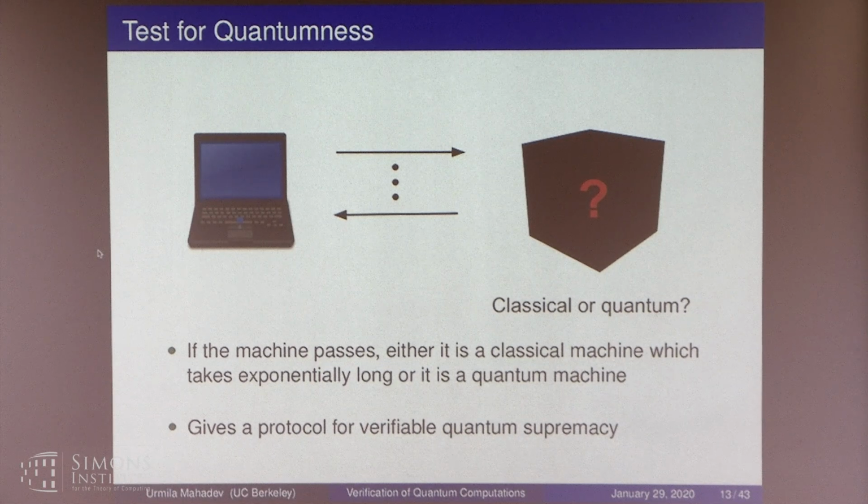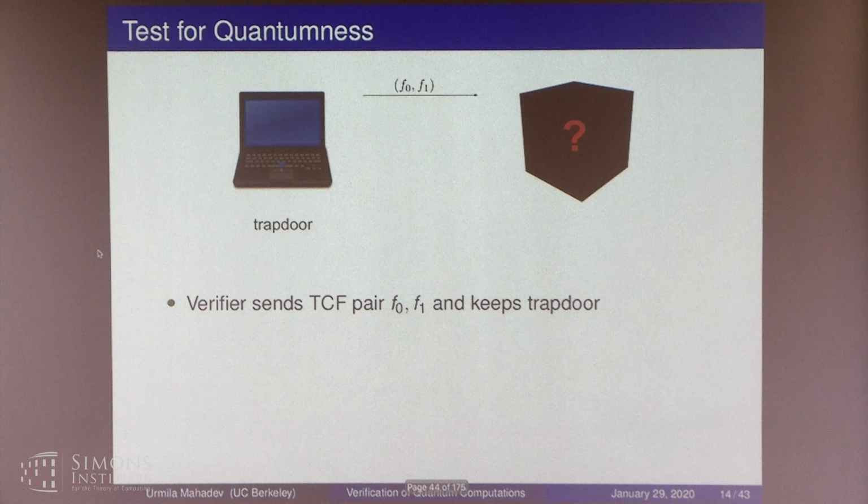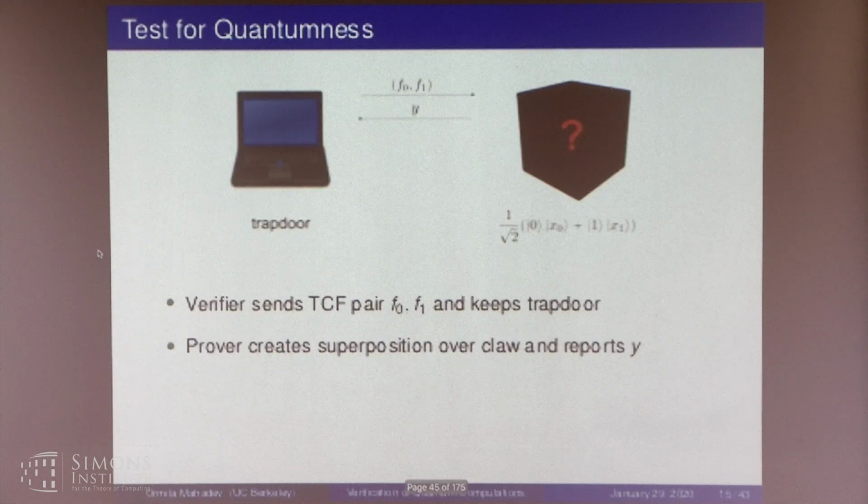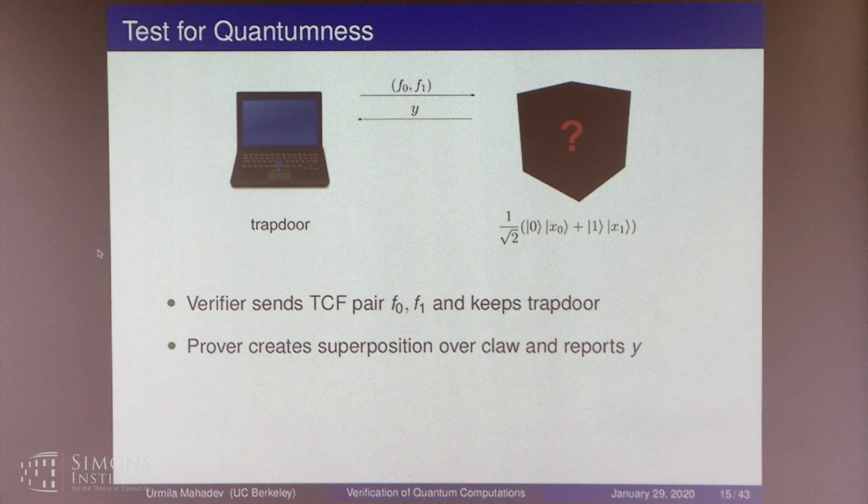So now I can build this test for quantumness using a TCF pair. And here's how it goes. The verifier first selects a TCF pair, F0, F1. He hangs onto the trapdoor and sends over the public description of the function to the prover. The prover responds with an image Y, which an honest machine should do by sampling a random image Y while creating a uniform superposition over a claw.